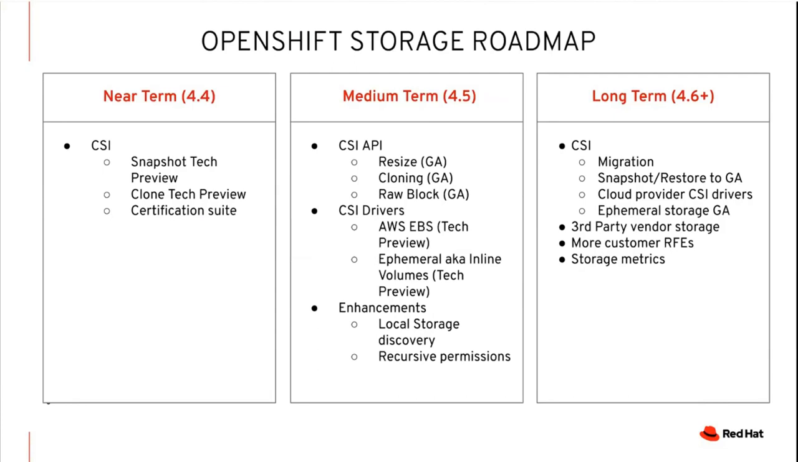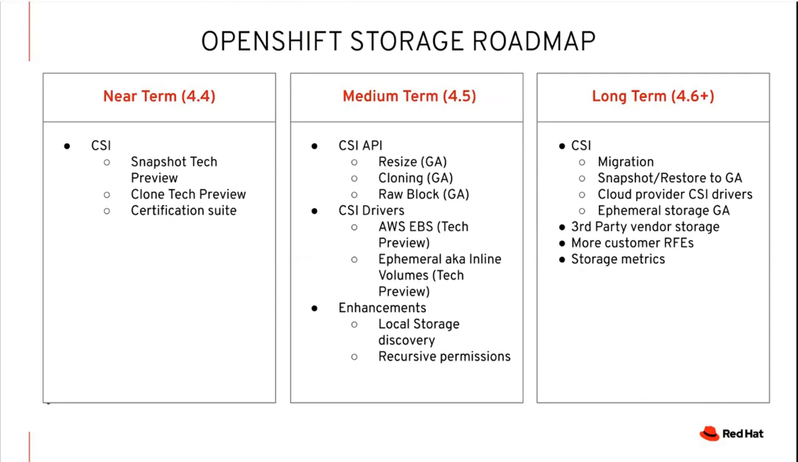And then there's a couple of enhancements that we're going to do. So local storage discovery was something that came from the OCS team, actually. So that's to look at a node and see what storage is available on there. And then recursive permissions, that's around making sure that, with things like recursive permission changes for FS Group and SELinux, it has taken a long time in the past, so we're looking at how we can speed that up.